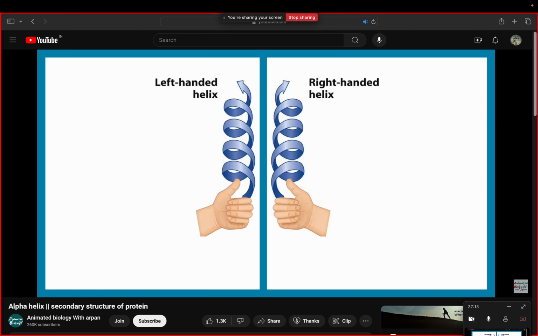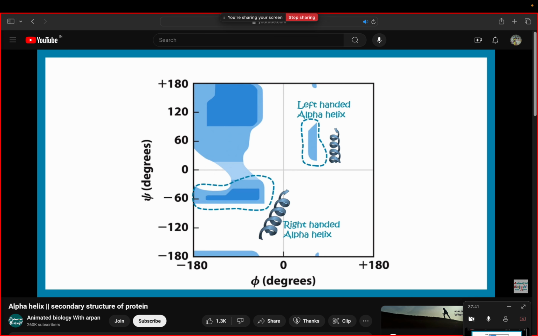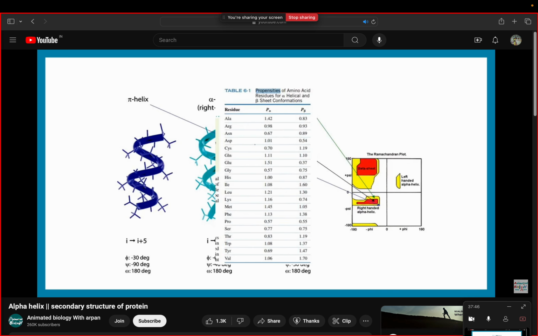Now, coming to the helix sense, a helix could be right-handed or left-handed. Right-handed helices are the most common ones found in biological systems. It's very easy to understand a right-handed helix. Try to point your thumb towards the helix axis, and your curled fingers' direction would tell you the sense of the helix. Now, an alpha helix with left helicity or right helicity would be found in different locations in a Ramachandran plot as depicted here.